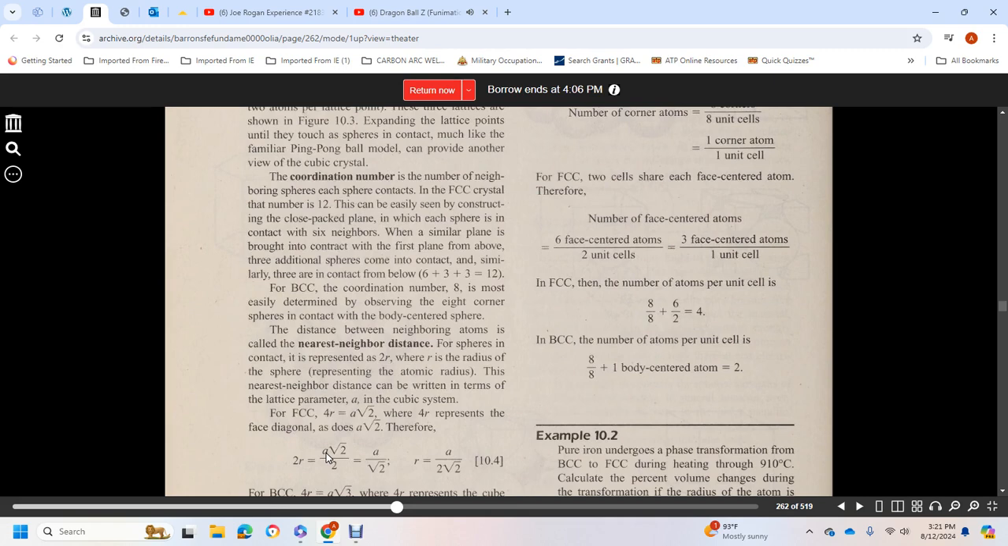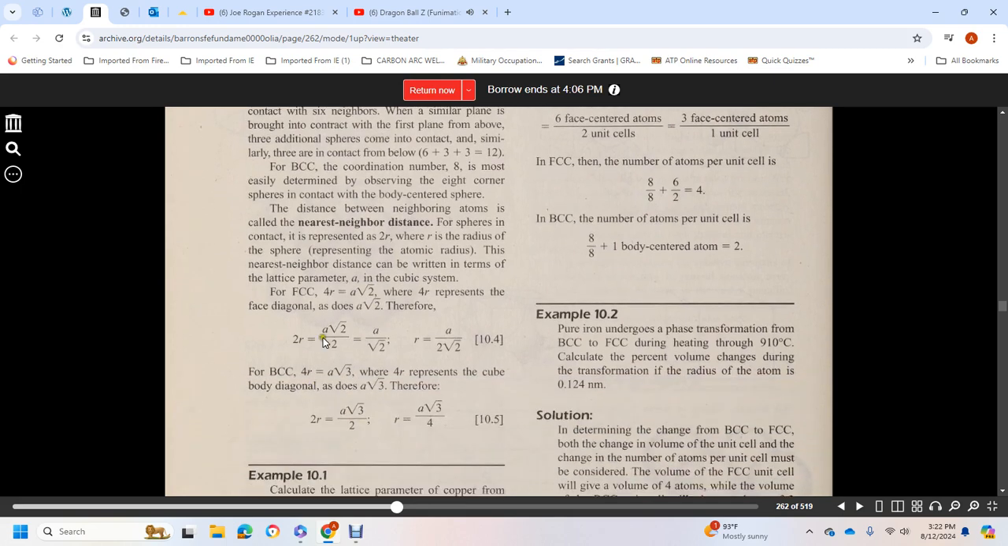For the BCC, the coordination number is 8, which can easily be determined by observing the 8 corner spheres in contact with the body-centered sphere. The distance between neighboring atoms is called the nearest neighbor distance. Spheres in contact are represented by 2 radii, 2R, where R is the sphere representing the atomic radius, and this is the nearest neighbor distance, which can be written in terms of the lattice parameter A in the cubic system. For the FCC, 4R equals A times the square root of 2, where 4R represents the face diagonal, as does A square root of 2.